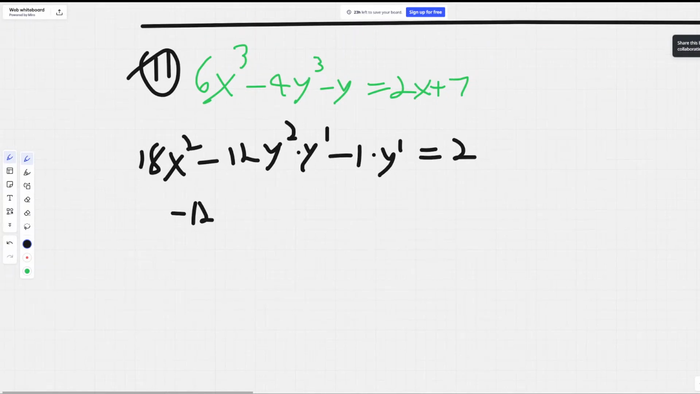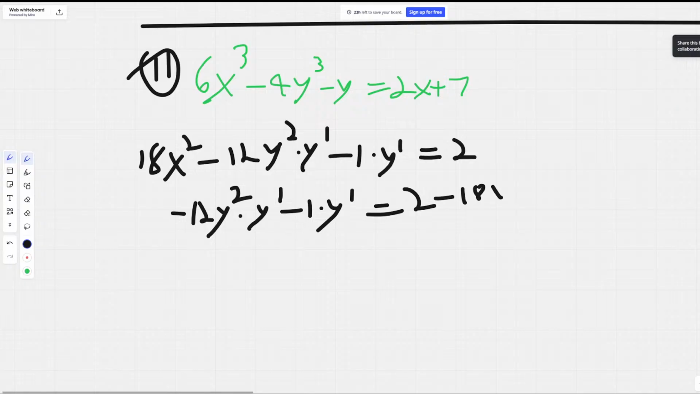So negative 12, I almost said 1/2. Again, there was a lot of those. Y prime minus 1 times y prime equals 2 minus 18x squared. Perfect. Better. Alright. 18x squared minus 12y squared minus y. Oh, I forgot y prime. Y prime minus y, which isn't y, but 1. That's it. 1 times y prime equals 2.